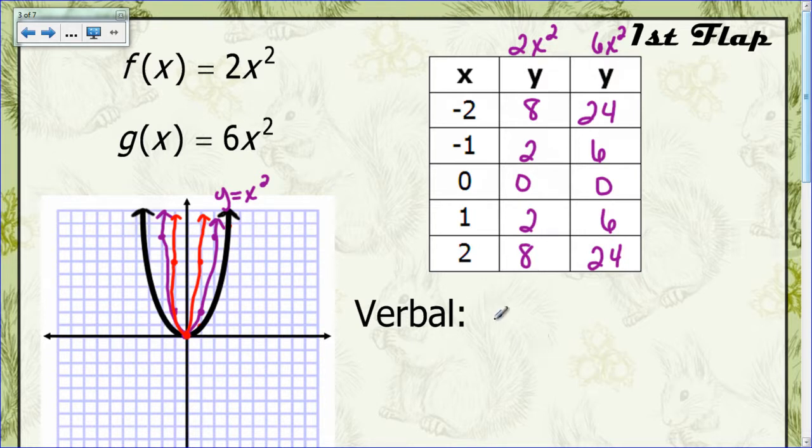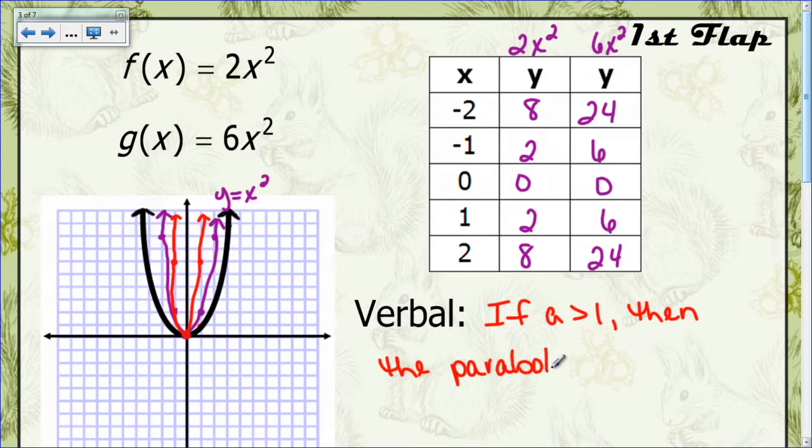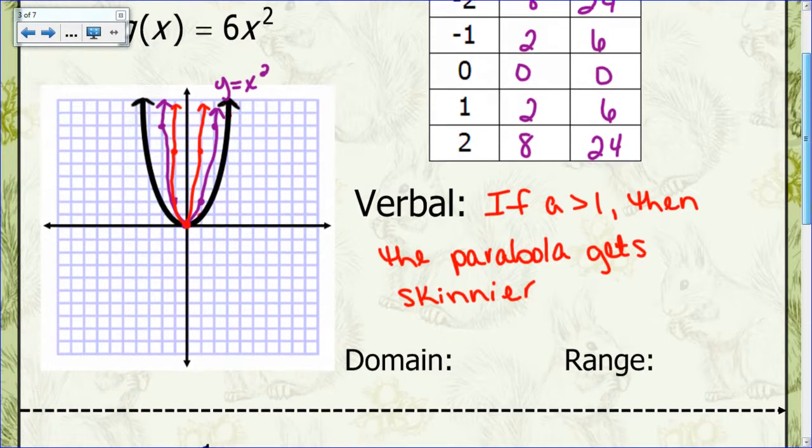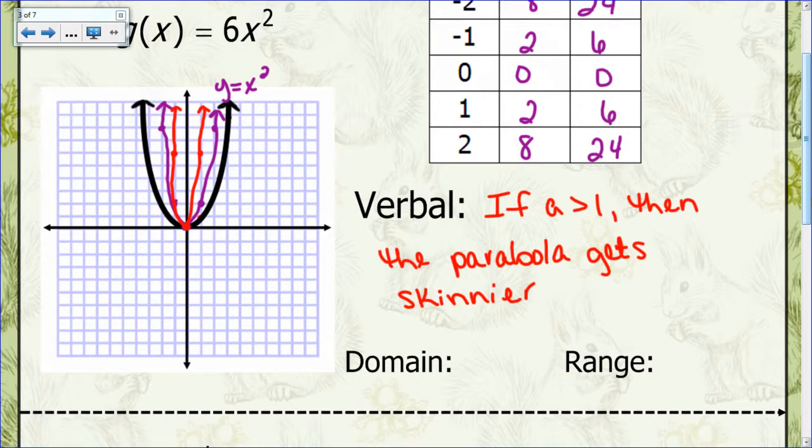what I want to be able to say is that if a is greater than 1, so if it's a number larger than 1, then the parabola gets skinnier. So it shrinks in. And there are more mathematically correct terms that we're going to use, but what you need to know is that the bigger the number in front of the x squared, the skinnier your parabola is going to be. If I put a whole number bigger than 1 in front of x squared, it's going to make the parabola get skinnier.